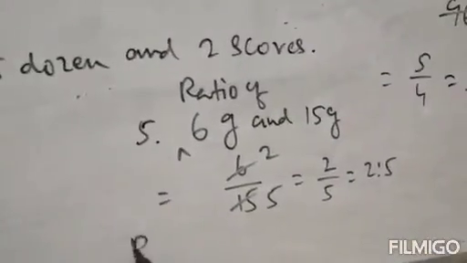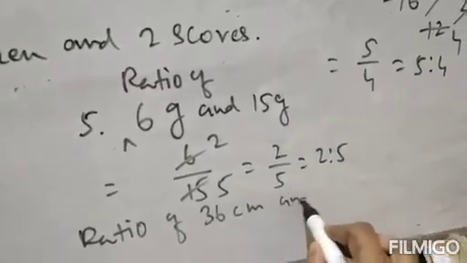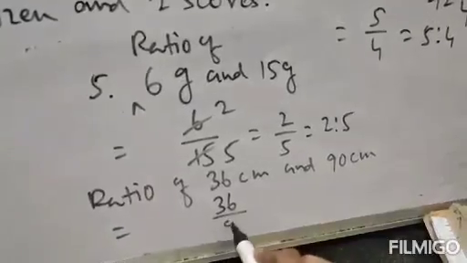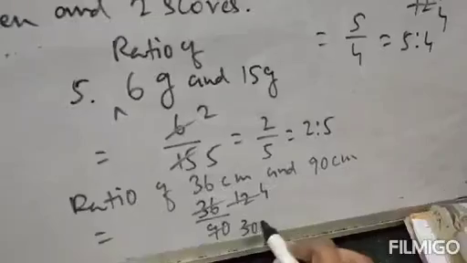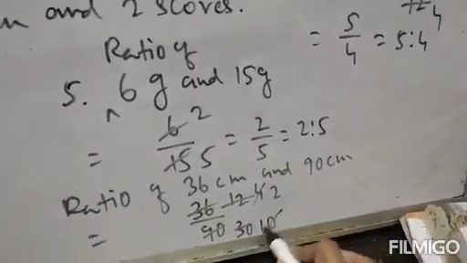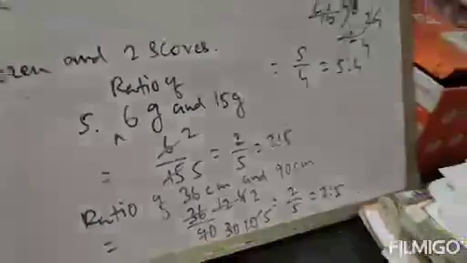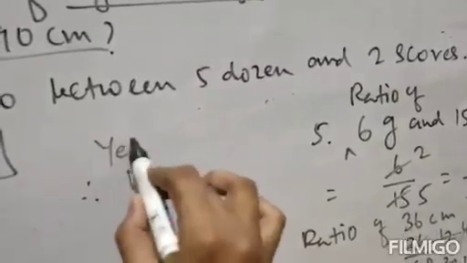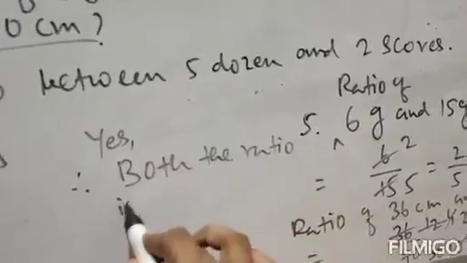Again the ratio of 36 centimeter and 90 centimeter will be 36 by 90. Reduce it by 3. 3 12s are 36, 3 30s are 90, 3 4s are 12, 3 10s are 30, 2 2s are 4, 2 5s are 10. So 2 by 5, therefore it is also 2:5. Therefore both the ratios are same. So just write the answer. Yes, both the ratios are same. That is the answer.